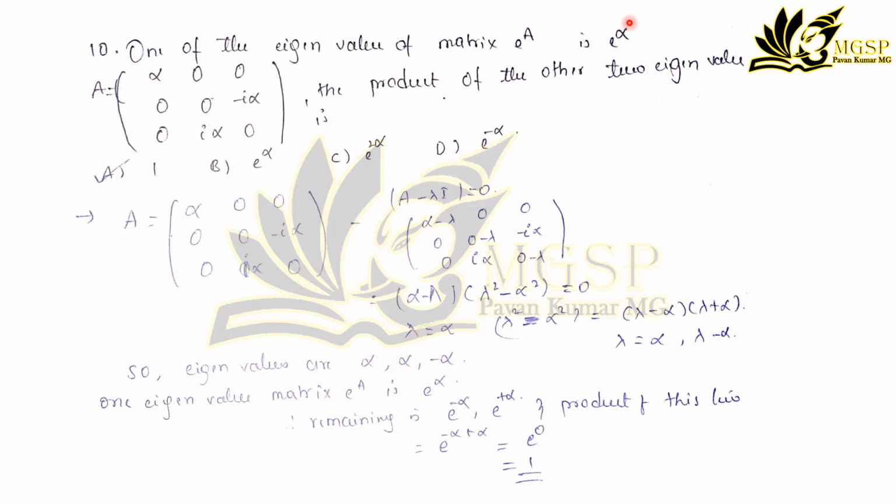So they have already given one eigenvalue, that is e power alpha, and the other two come out to be e power alpha and e power minus alpha. One eigenvalue of the matrix is given, so the remaining are e power alpha and e power minus alpha. They have asked you to find the product of the other two eigenvalues. To find the product, you multiply e power alpha with e power minus alpha. The powers add up and you end up with e power 0, which is equal to 1. I think you got it.